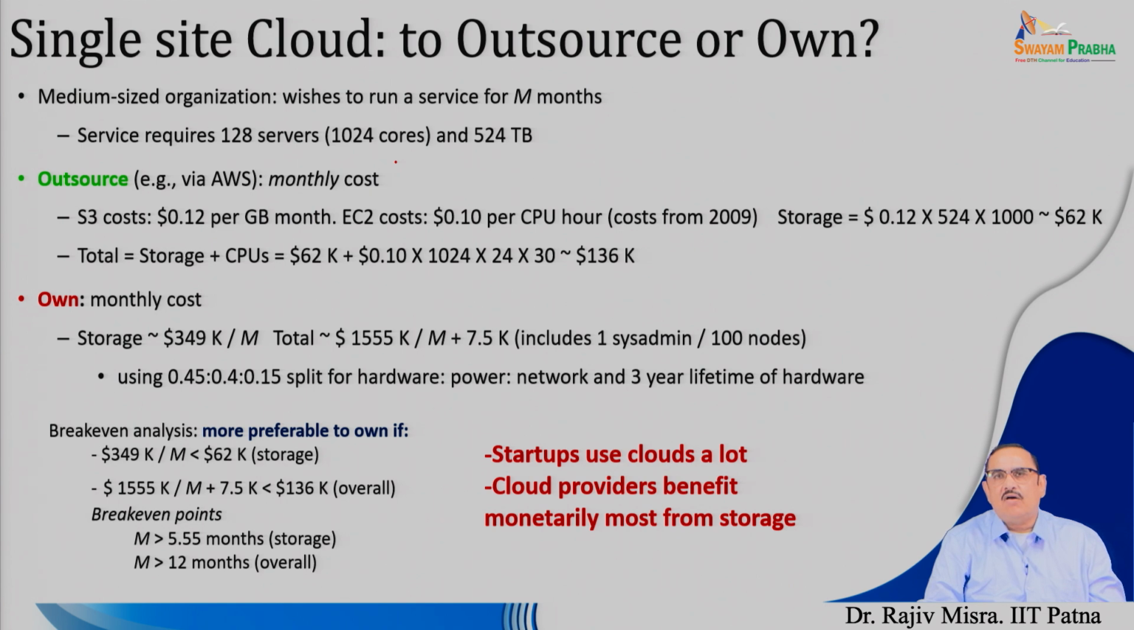Therefore, the storage cost for 524 terabytes will become 0.12 multiplied by 524 multiplied by 1000 for the terabyte conversion, which comes out to be $62,000. Then the CPU cost will be 0.10 multiplied by 1024 cores, multiplied by 24 multiplied by 30, which comes out to be $136K.